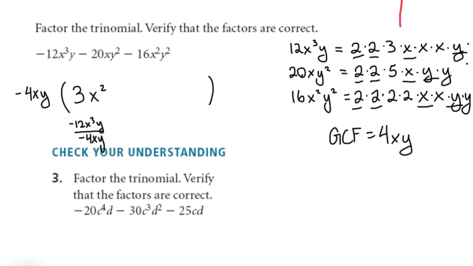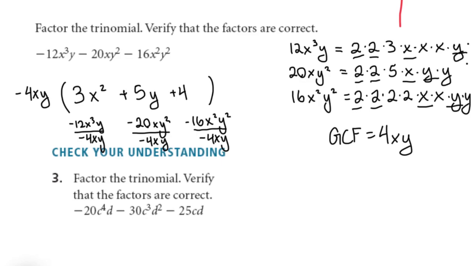And then in the second term, I've got negative 20xy squared over negative 4xy. So negative 20 over negative 4 is positive 5. X over x is 1, and y squared over y is y. And then finally, minus 16x squared y squared over negative 4xy. So negative 16 over negative 4 is 4. X squared over x is x, and y squared over y is y. And that is fully factored.